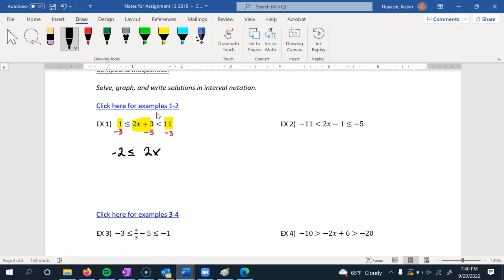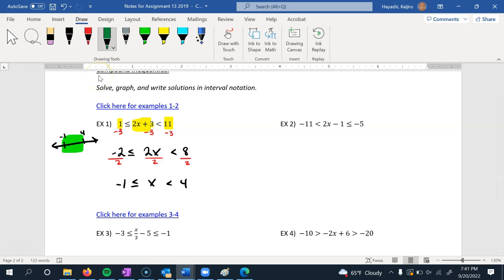Now the middle is just 2x, less than 11 minus 3, which is 8. The only one thing left to do to isolate the x, what is that? Divide by 2. And I'm going to do that on the left-hand side and the right-hand side as well. So -1 is less than or equal to x, which is less than 4. Or in other words, x is in between -1 and 4. And these are the ones where it's pretty easy to write down what the interval is. You don't even really need a number line for this one, even if you need one for the inequalities up there. It's just the space in between these two numbers.